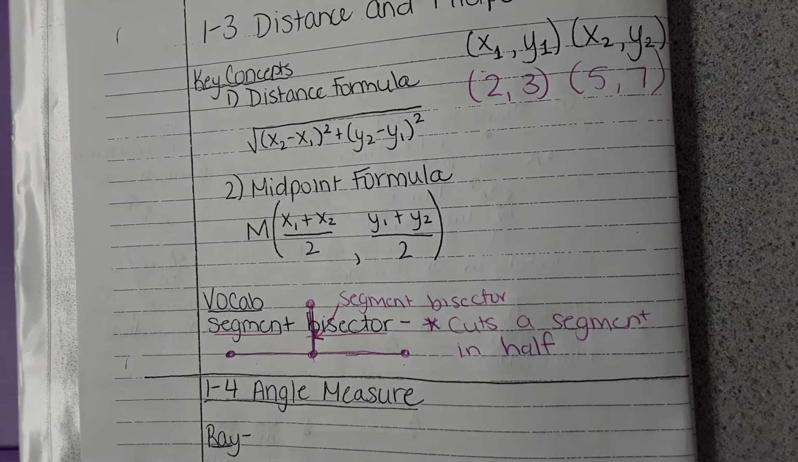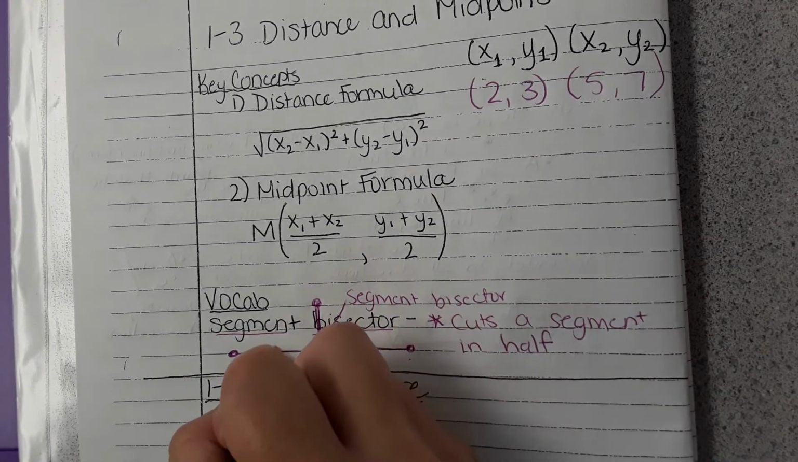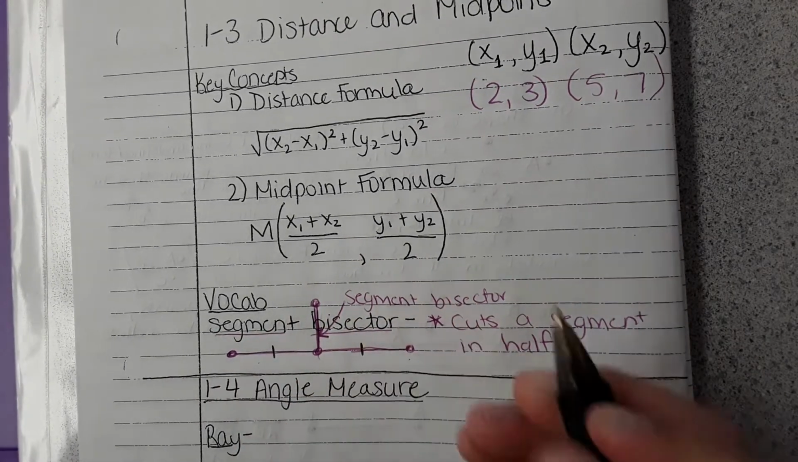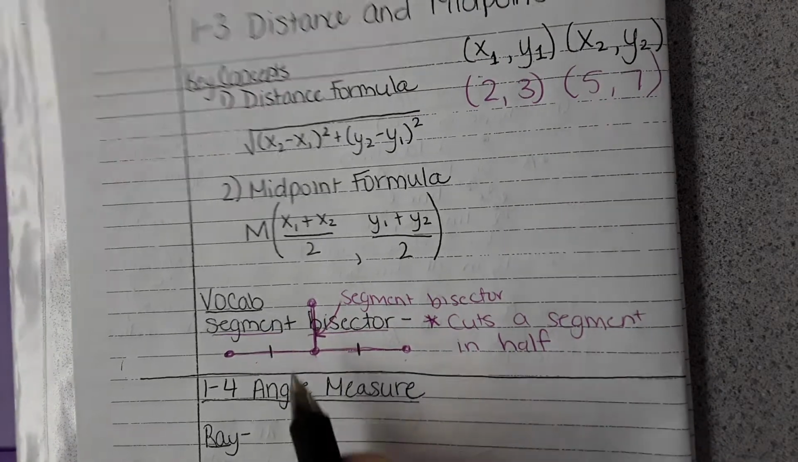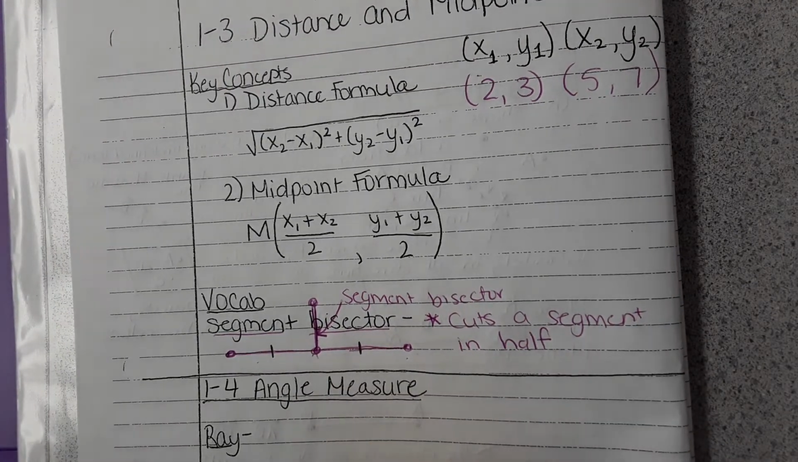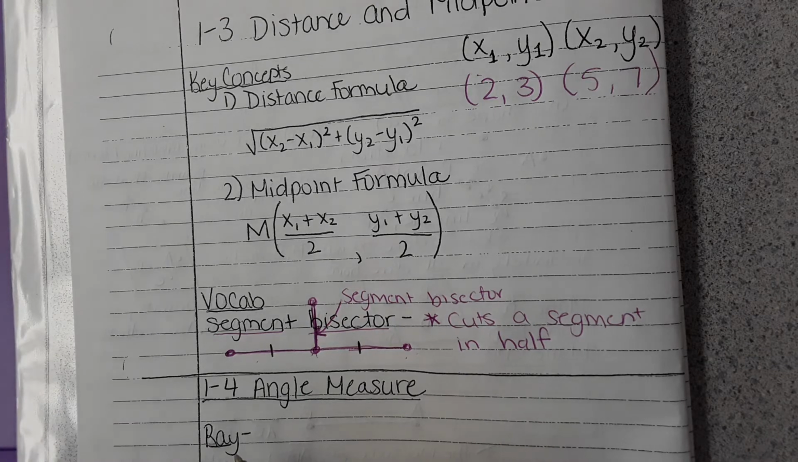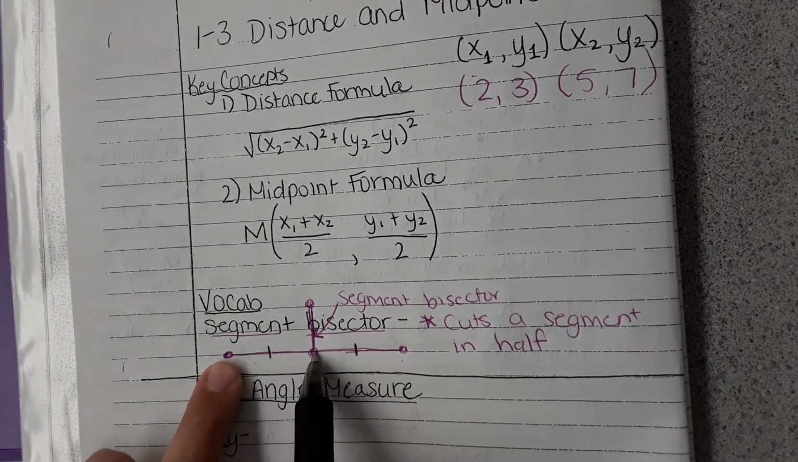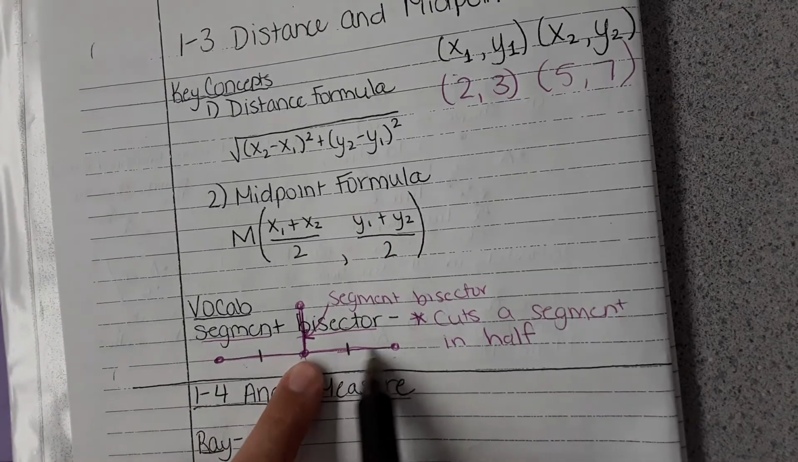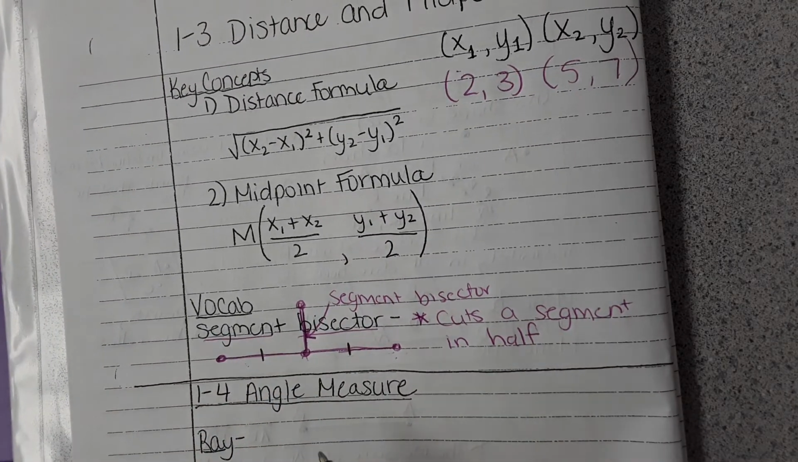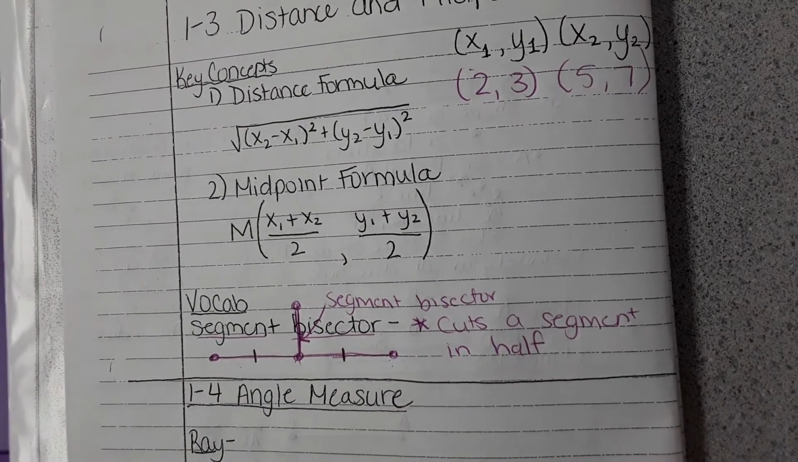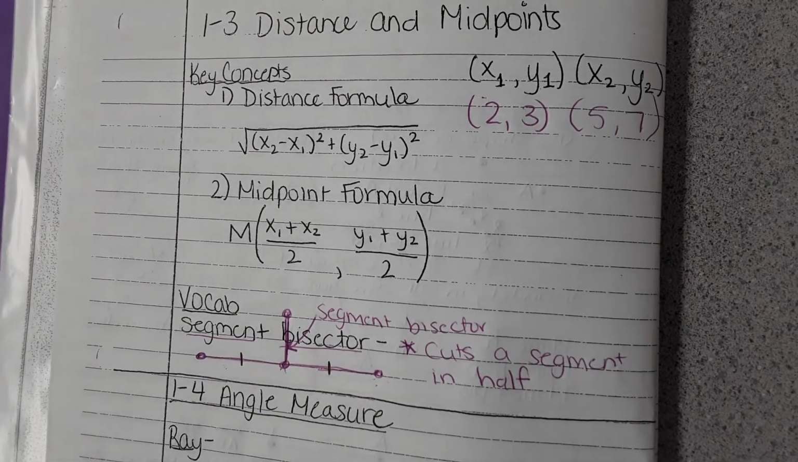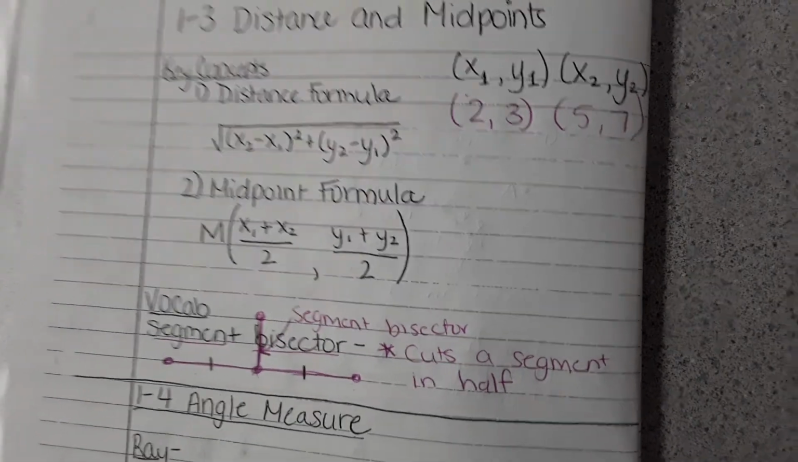And when it cuts a segment in half, that means that this side of the segment is exactly the same length as this side. This here is the midpoint. So if they gave you equations to represent the lengths, the equation for this part would equal the equation for this part, and you could use that to solve for x if needed. Pretty simple. That's it for notes, guys.